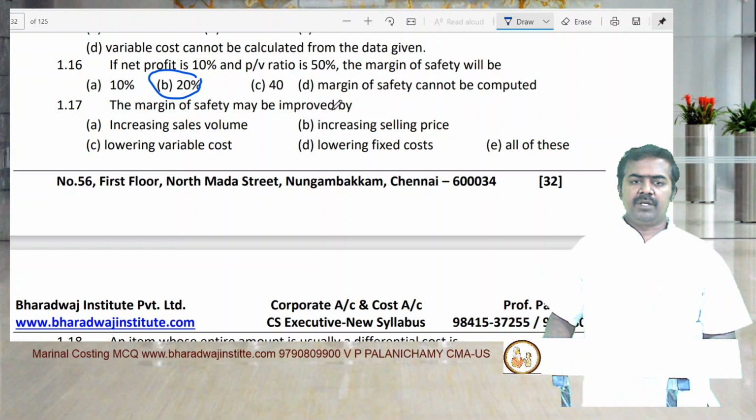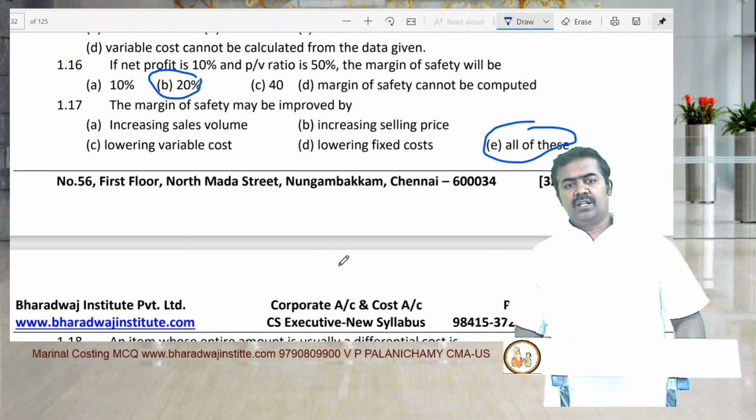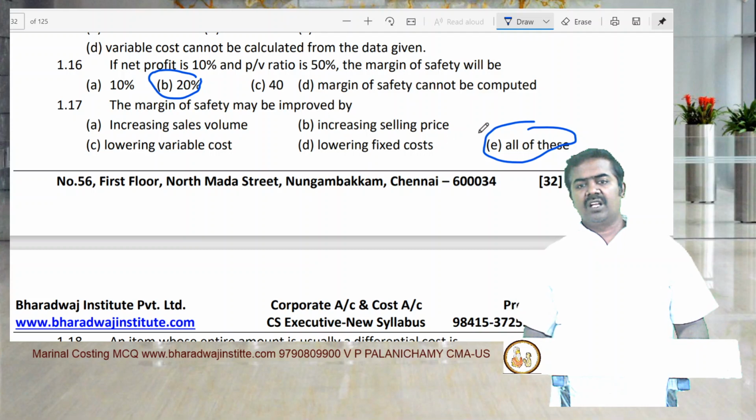Margin of safety can be improved by increasing the sales volume, increasing the selling price, lowering the variable cost, lowering the fixed cost, all of these. Clear? Increasing the sales volume, more sales. Increasing the selling price also, more revenue. Lowering the variable cost also, more contribution. Lowering the fixed cost also will reduce the break-even point. So, all of these is the answer.